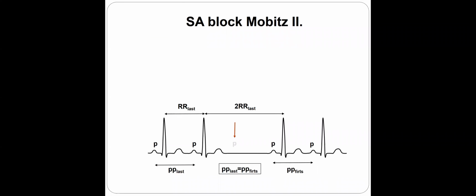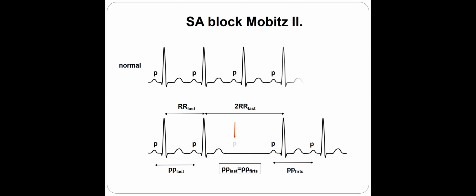Now, in Mobitz type 2, what happened? In Mobitz type 2, the PPs are identical, except when we do have this unconducted one, which should be twice as long as the last PP or the last RR. So this is how you diagnose. The difference between the AV and the SA block: here we have no P wave when we have the block. In AV, we have no QRS following the P wave. Okay?